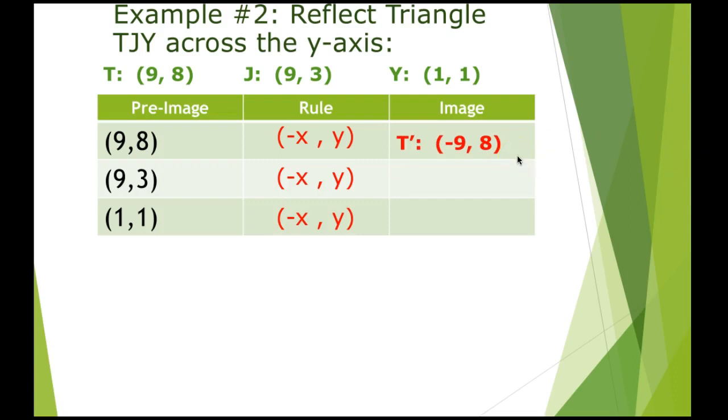So if we're looking at T prime, we're going to do the opposite of x. Well, what is the opposite of 9? -9. Y is going to remain the same. Therefore, y is going to be 8. Going over here to J, the opposite of 9 again is going to be -9. But we're going to keep the 3. 3 is going to remain the same. So our new point is going to be (-9, 3).